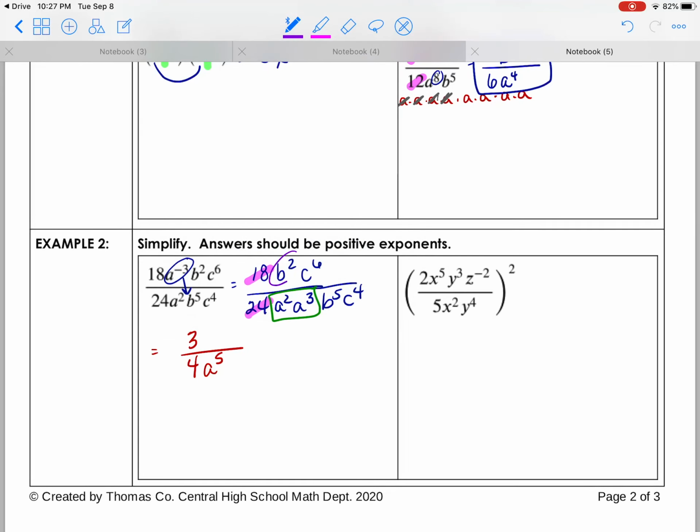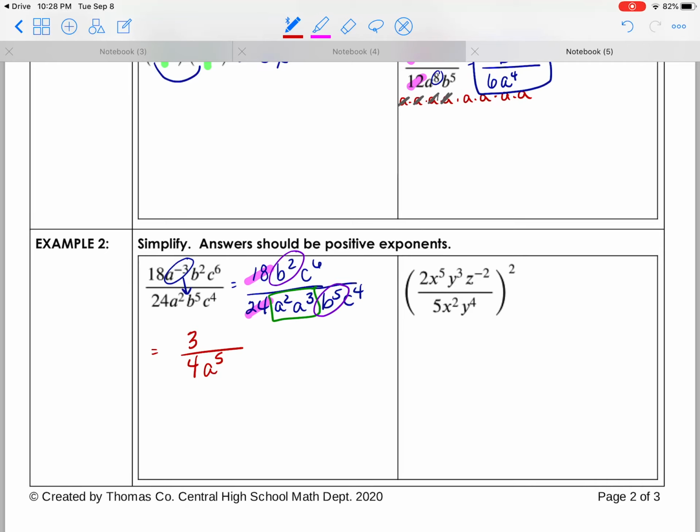Then I'm going to look here. I have b squared on top, b to the 5th on bottom. Since this is a division problem, we are going to subtract these. So I'm going to do the biggest minus the smallest. 5 minus 2 gives me b to the 3rd.